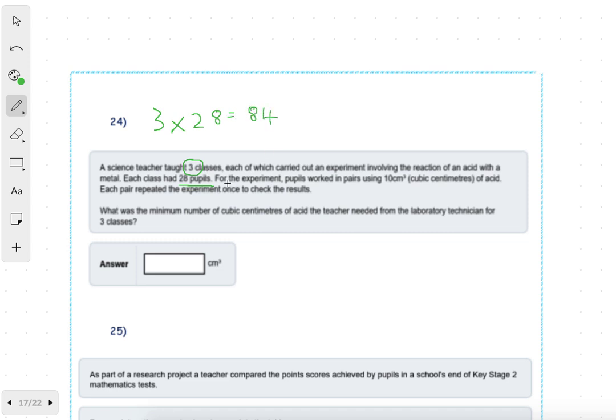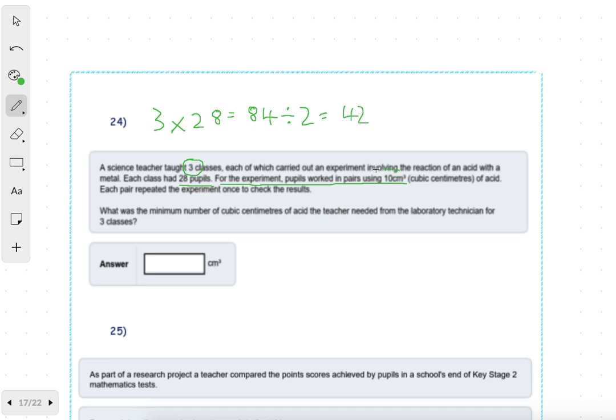But then it says the pupils worked in pairs. So if they worked in pairs, instead of having 84 experiments, we're going to have half of that, so you would now divide that by 2. So we've got 42 experiments.